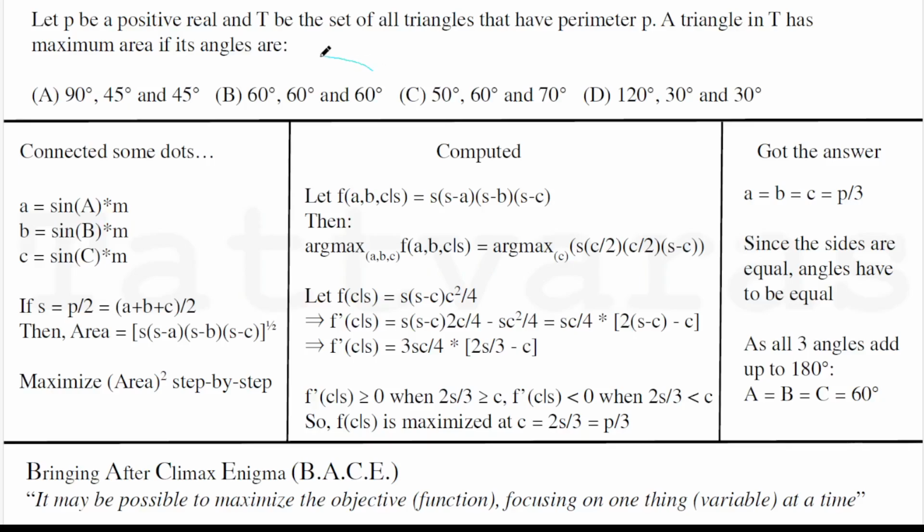And it should not surprise us, because these sorts of maximization problems tend to have a symmetrical answer associated with them. And some ways to build your base: it is possible to maximize the objective in front of you by focusing on one thing at a time without getting overwhelmed with too many variables. In this case, we focused on a and b first, and then c, and then we could maximize. Yeah, if you are smarter, you can just use the AM-GM inequality as well.